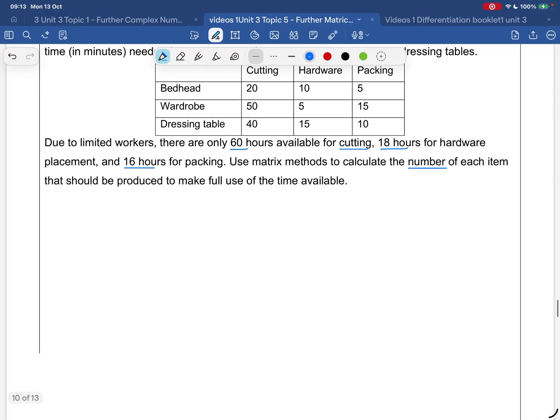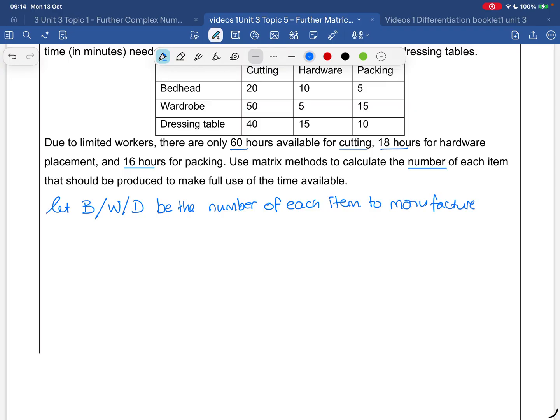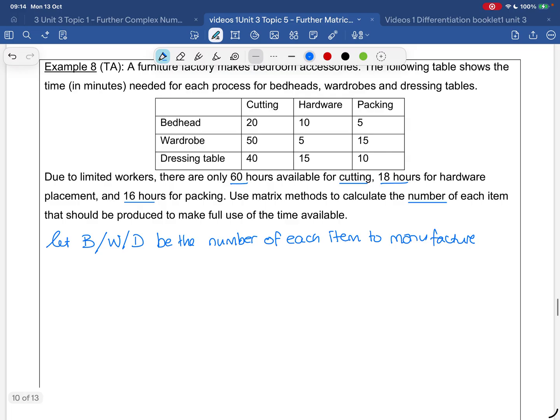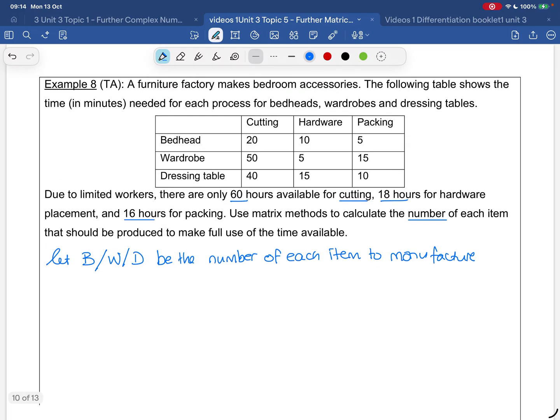So I guess the first thing we need to do is to define our variables. So I'm going to let B be bed heads, W be wardrobes, and D be dressing tables, and I'm being very clear that I'm looking for the number of each item to manufacture.